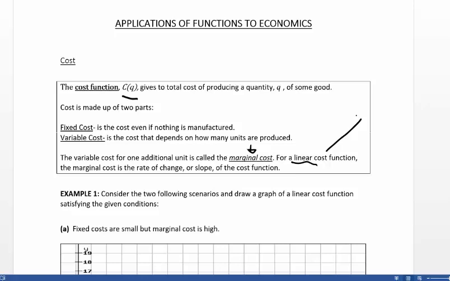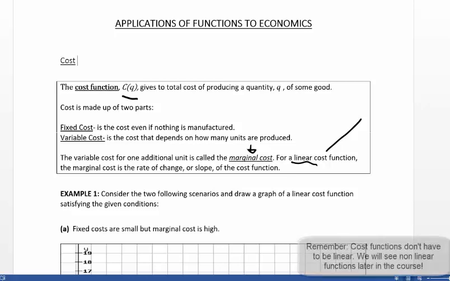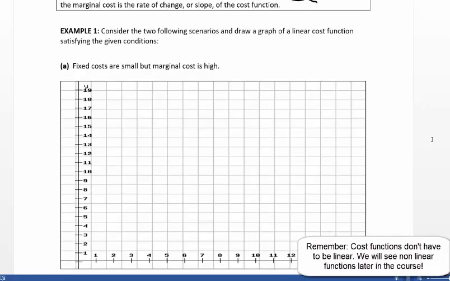So we want to make sure we're in the right mindset when we're thinking about cost. And so what we really want to do is look at just a couple of examples to make sure that we understand what this looks like both graphically and how to put it together in terms of a function. Example 1. Consider the two following scenarios, and draw a graph of a linear cost function satisfying the given conditions. So again, right now we're considering cost functions that are linear, but in business, they don't need to be linear. But we start with the linear case so we can build up the intuition of how they work and eventually get to more complicated cost functions.